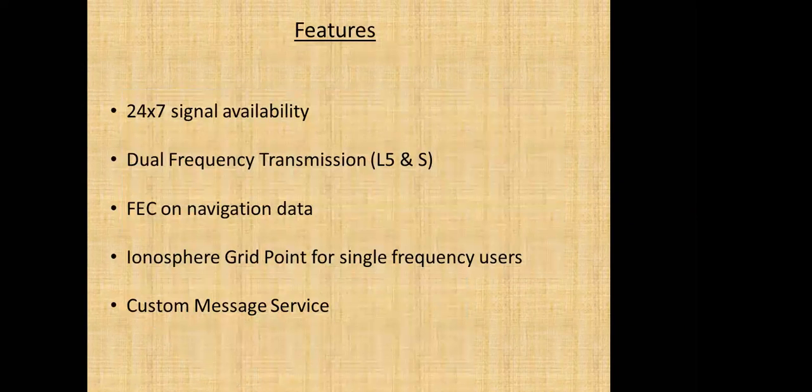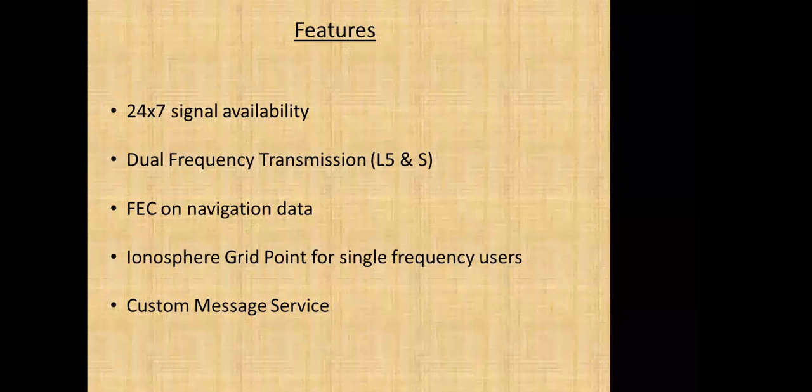So this is indicating the features of the IRNSS signal. It will be available 24/7. It has dual frequency. It transmits a dual frequency signal, L5 and S-band, and the navigation message is FEC encoded. So we have done convolution encoding with a rate of 1/2. And for the single frequency receiver to provide more accuracy, we have used an ionospheric grid-based model. So there are 2 models which we are transmitting.